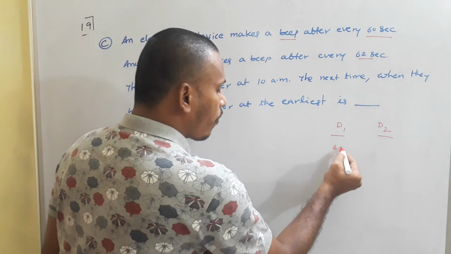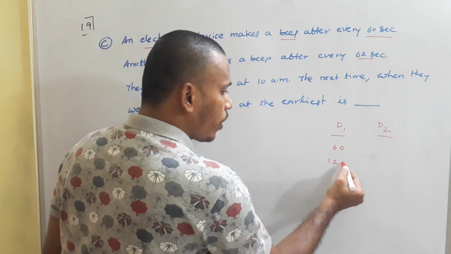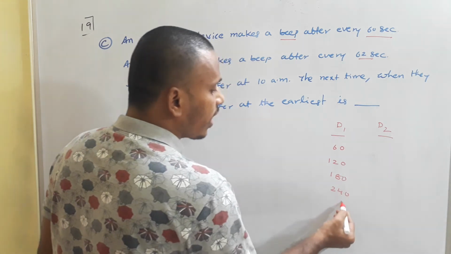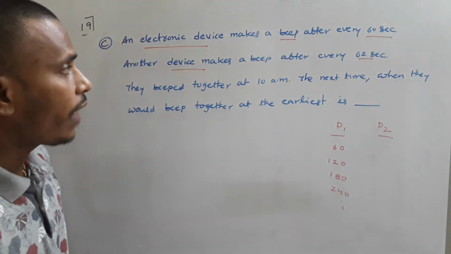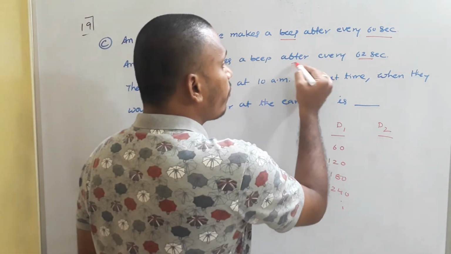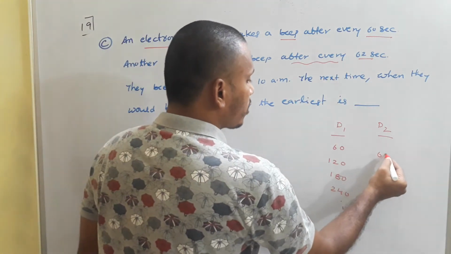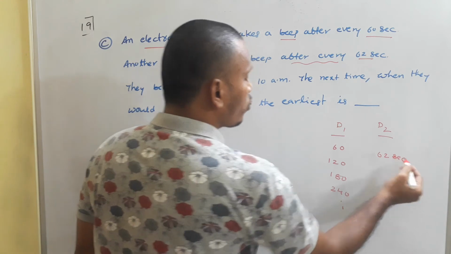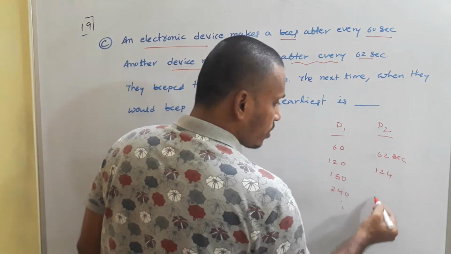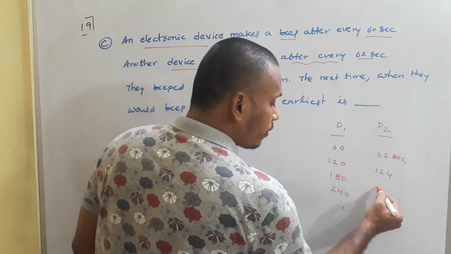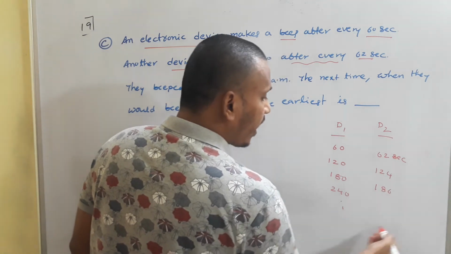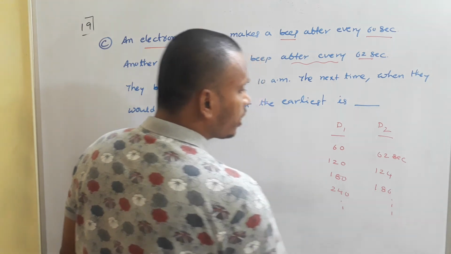So it will beep after 60 seconds, after 120 seconds, after 180 seconds, after 240 seconds, like that the first device will beep. And the second device will beep after every 62 seconds. After 62 seconds it will beep, and again after 124 seconds, and again you add 62 for it, 186 seconds, and again you add 62, like that it continues.